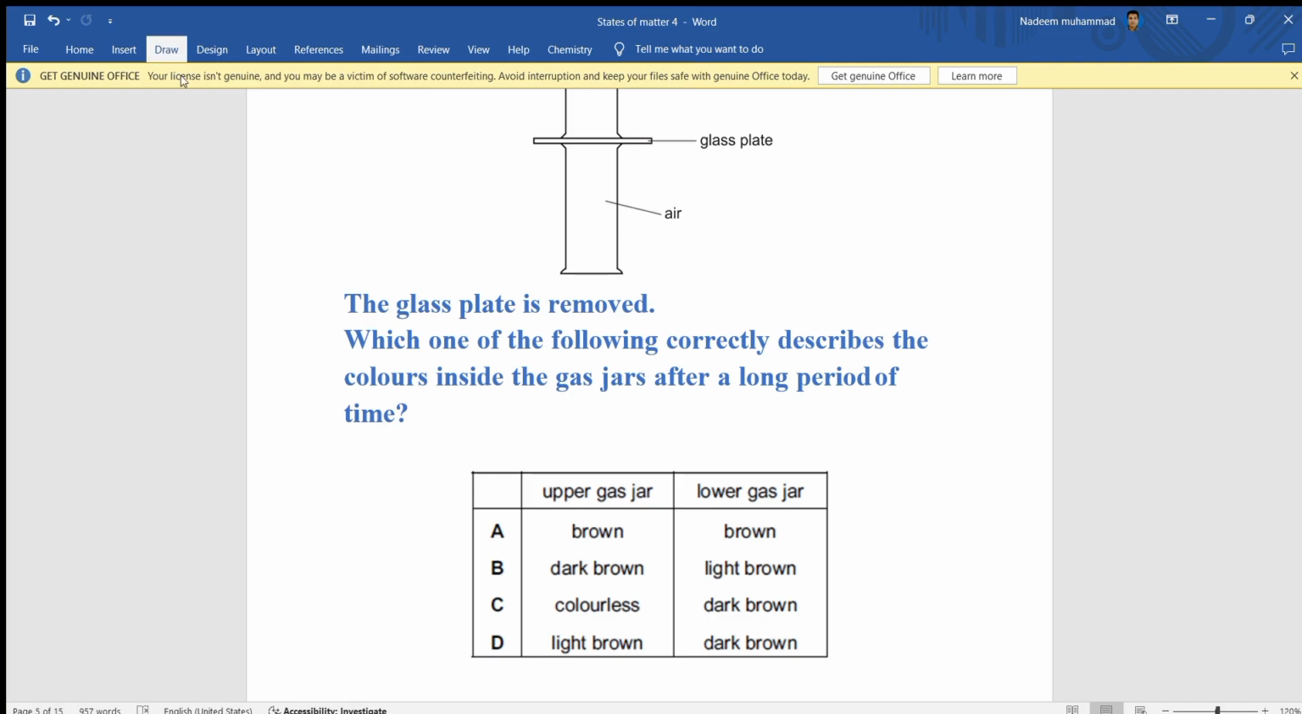So after a long period of time, what will happen is that the air molecules and the nitrogen dioxide molecules will spread out evenly, they will mix up thoroughly, and you will see brown color in both the gas jars. So that's the reason that option A is correct, that you will see brown color in the upper gas jar as well as in the lower gas jar because of diffusion.